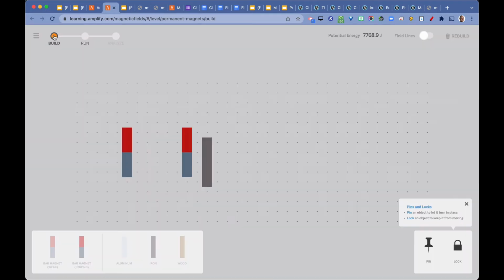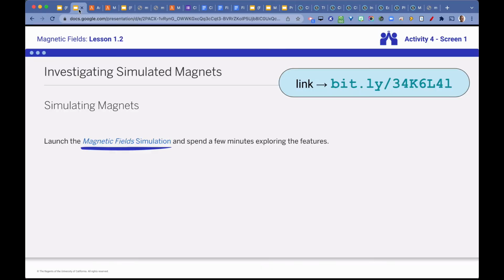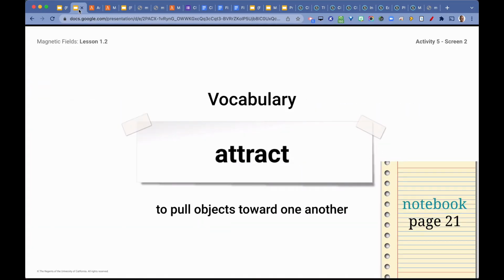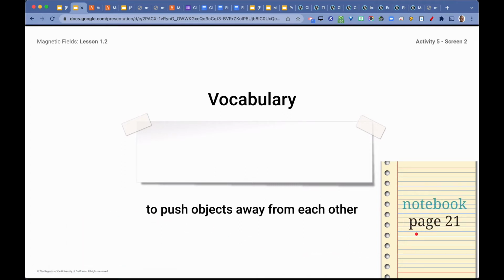So they played around with that, and basically we discovered that magnets can make things attract, pulling objects toward one another. So we copied that down to page 21 of our reference notebook. And then we also learned that magnets can repel, in other words, push objects away from each other.